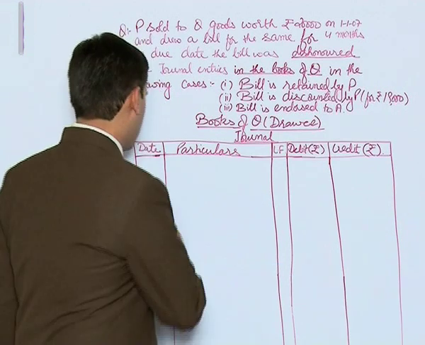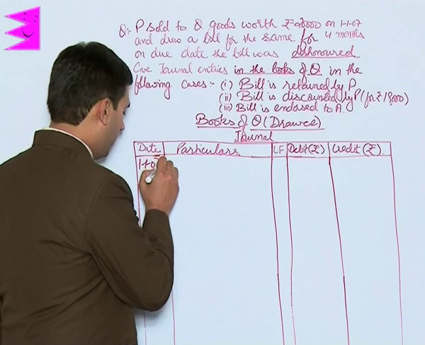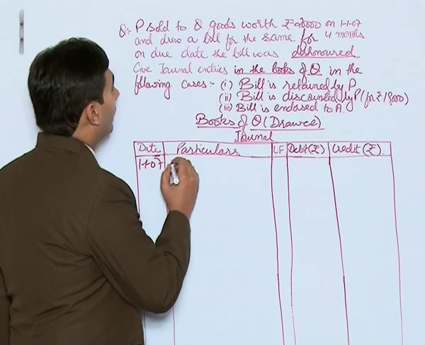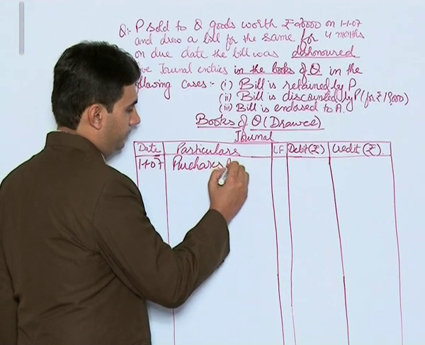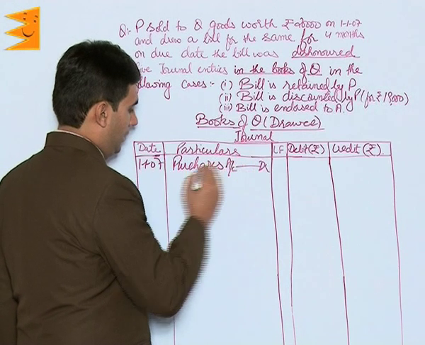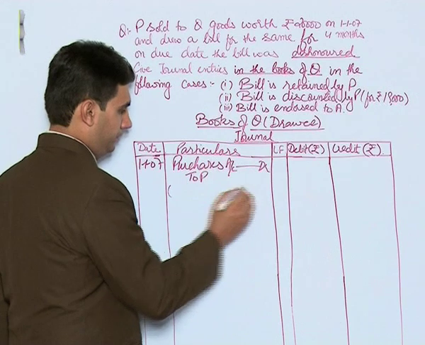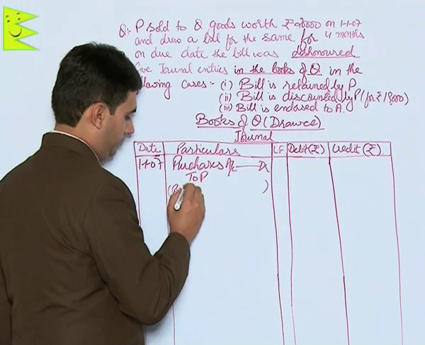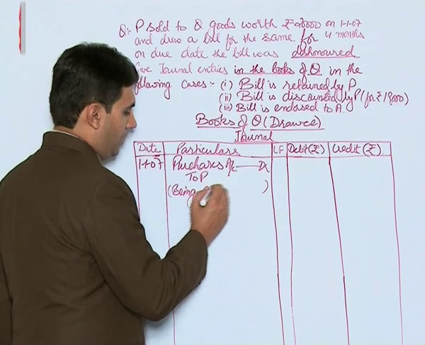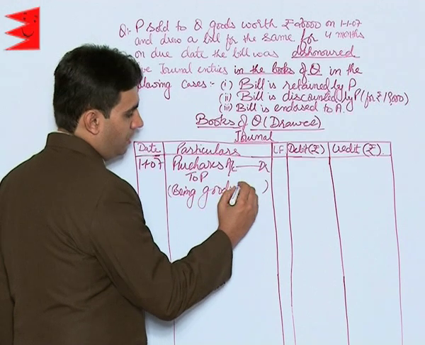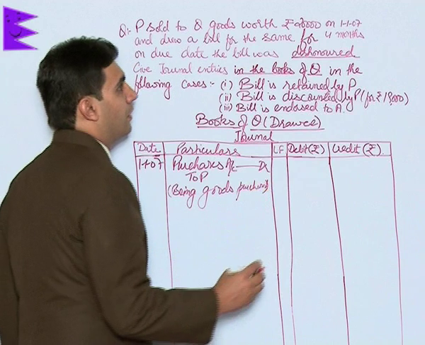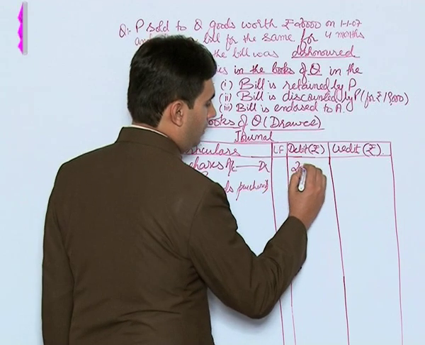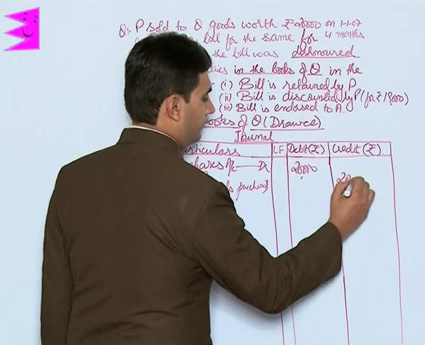So in this case, on 1st January, entry would be purchases account debited to P, that is being goods purchased. The amount is 20,000.